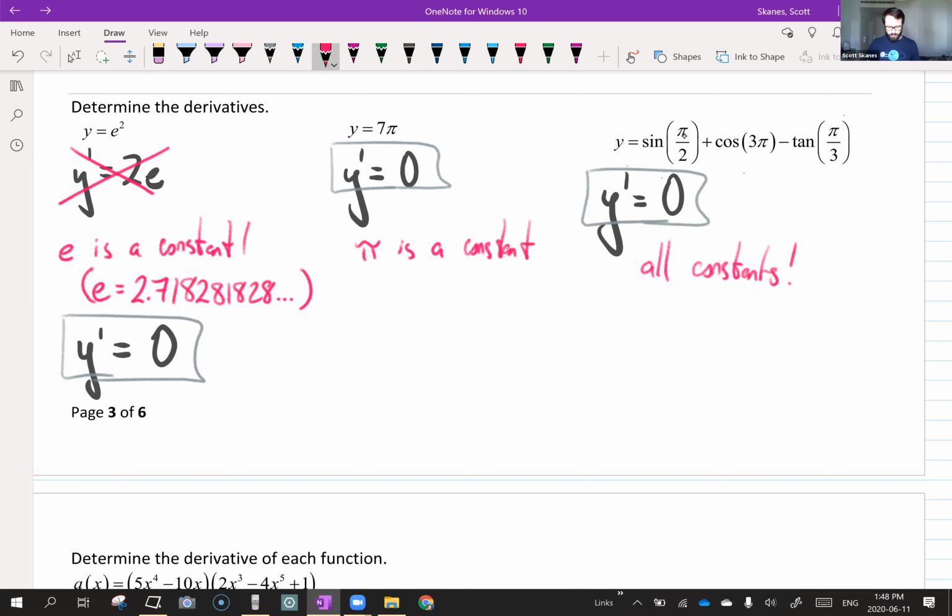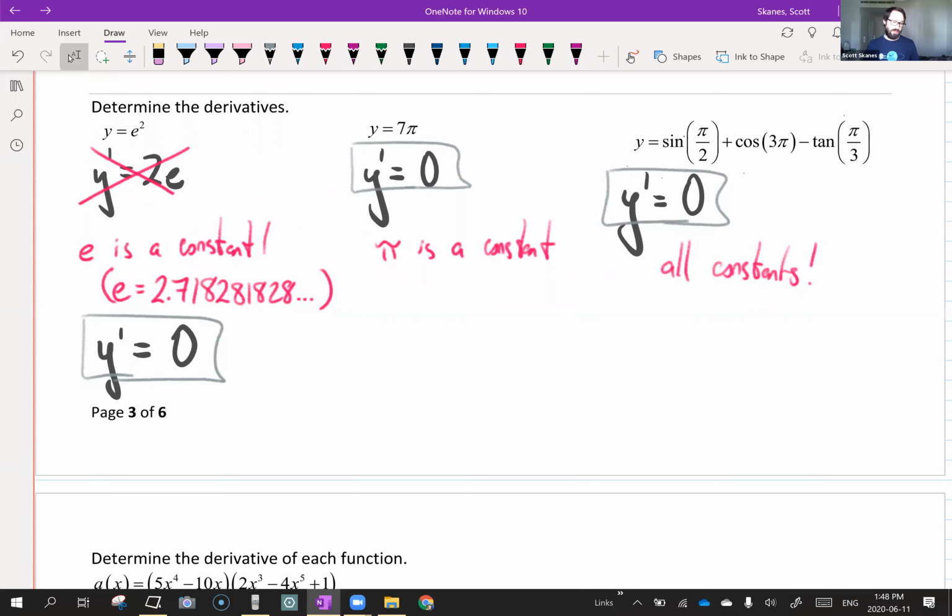The reason I'm bringing this up is maybe this would make a really nice, simple multiple choice question. E is a constant. Pi is a constant. Anything with sine and cosine and tan that doesn't involve x, if you have an e or a pi or any number inside, they're constants as well. So just be careful, pay close attention, and you'll get that multiple choice right.